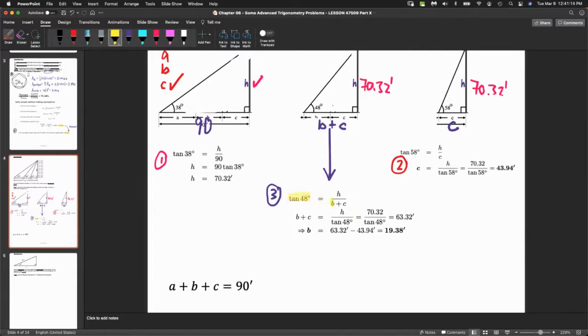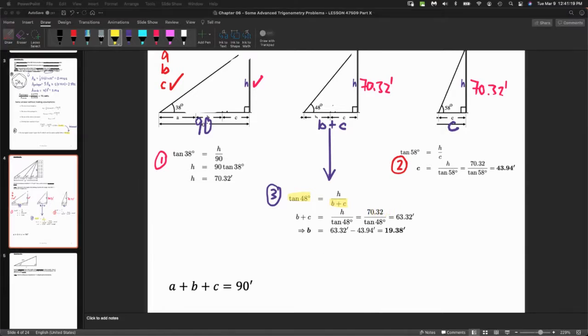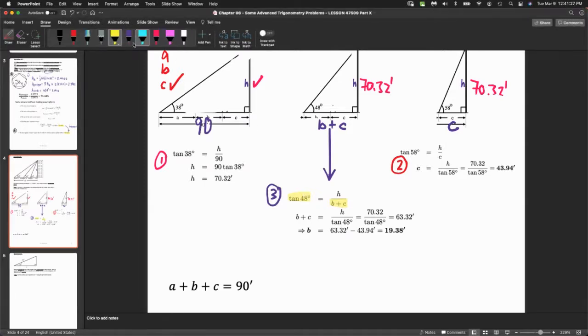See the tan 48 and the B plus C? We've done this trick several times already. What you can do is a little switcheroo. You switch them. You take the tan 48 and you take the B plus C and you switch them. And you see how they switched on the next line here? Now B plus C is here and tan 48 is down there. So if you do the switcheroo, then it allows you to get B plus C, because you know what H is, because H is given in the question. So now you know that B plus C is that. See, B plus C equals 63.32.